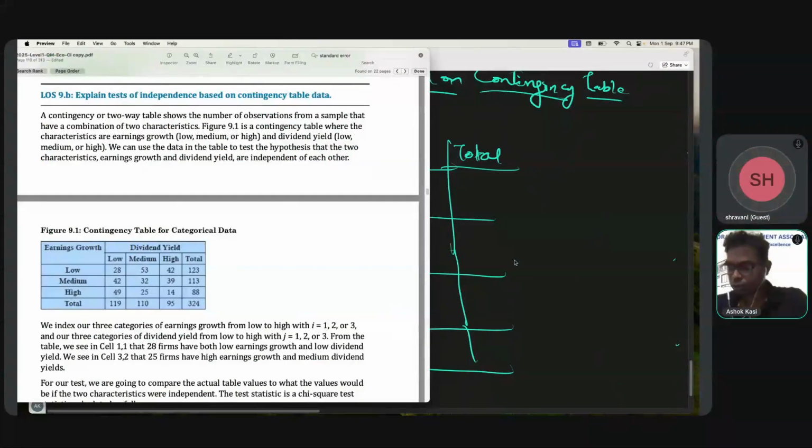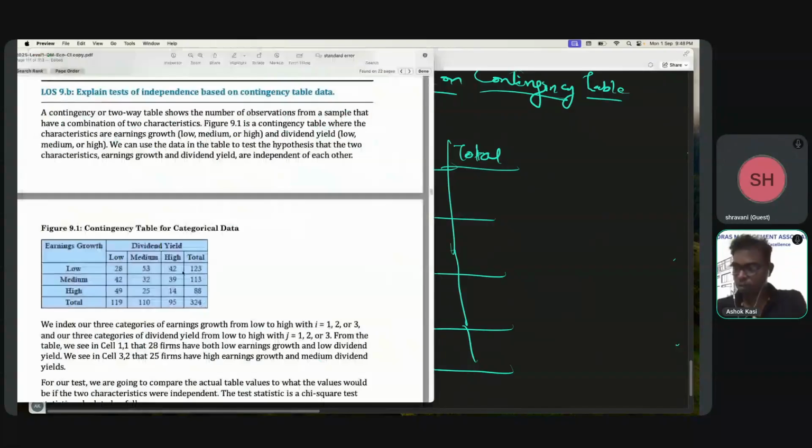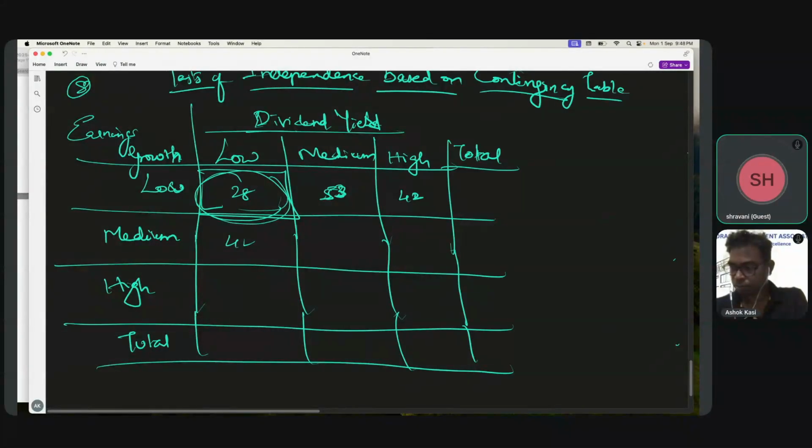Okay, so 28. So these are the numbers 28, 42. So basically, what it means, 28 times when the dividend yield was low, earning growth was also low. Okay. Understood the meaning? 28 times both dividend yield and earning growth, they were low. Okay. 53 times dividend yield was medium, but earning growth was low. 42 times dividend yield was high and earning growth was low. Is it okay? Yes. Okay. 42 times dividend yield was low and earning growth was medium. Then 32. This is how you have to understand this data.